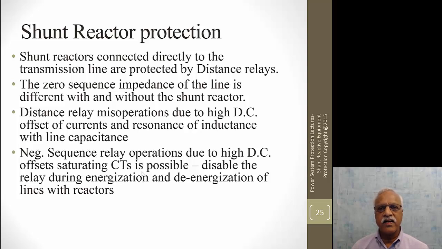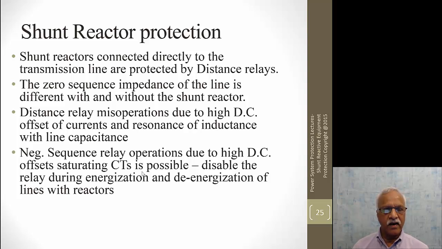Shunt reactors are very highly inductive, so X over R is very high. Whenever you energize them, you get very high DC offsets, which might result in saturation of the CTs and misoperations of the distance relays when you are energizing.